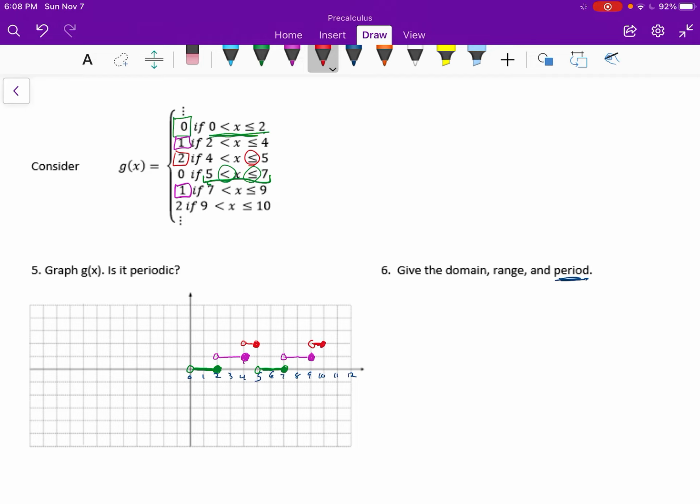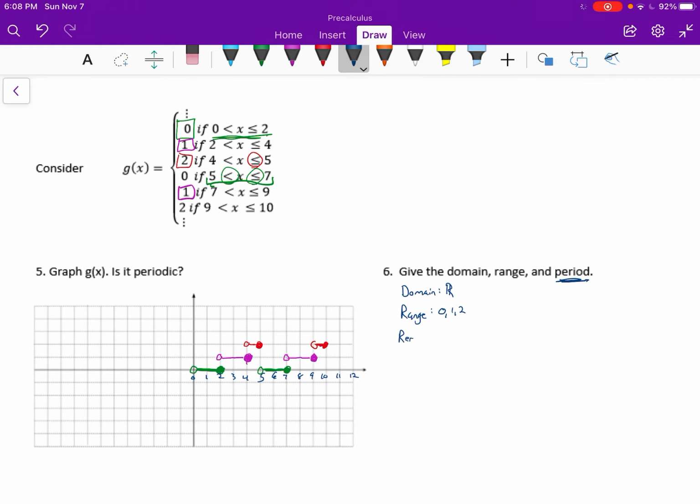And it is periodic. So the domain, once again, is our real numbers. The range is only 3 values in this case. It's 0, 1, and 2. And then the period. The period, in this case, is 5. So the period is 5.